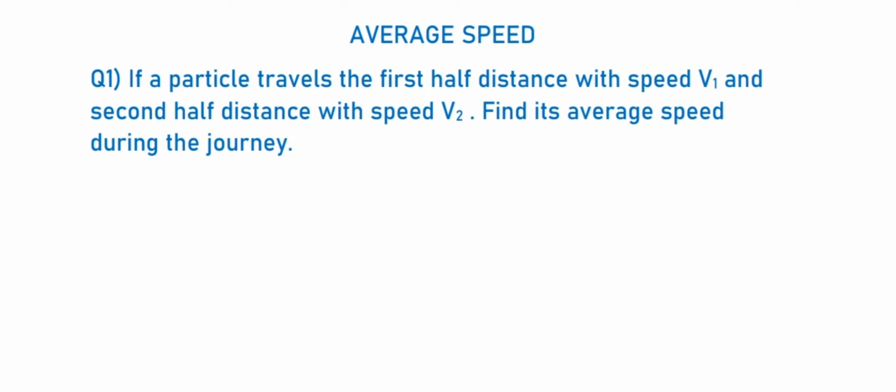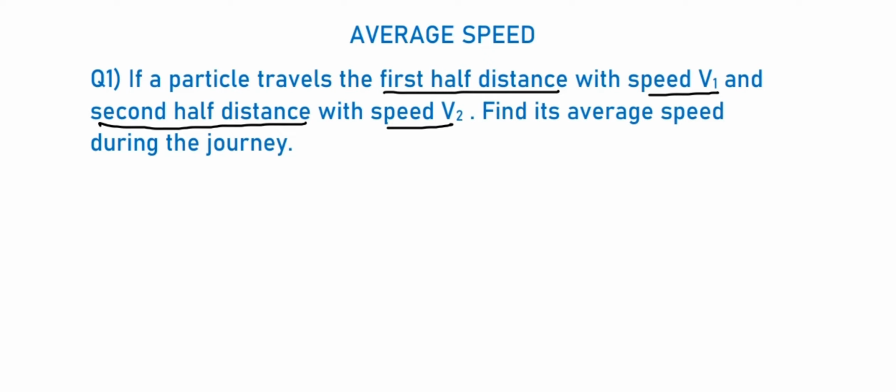Problem number 1. If a particle travels the first half of the distance with speed v1 and the second half of the distance with speed v2, find its average speed. The average speed should be in terms of v1 and v2 only, since v1 and v2 are given in the problem. The final expression should be in terms of given quantities.